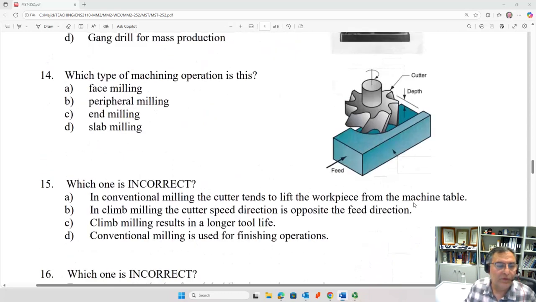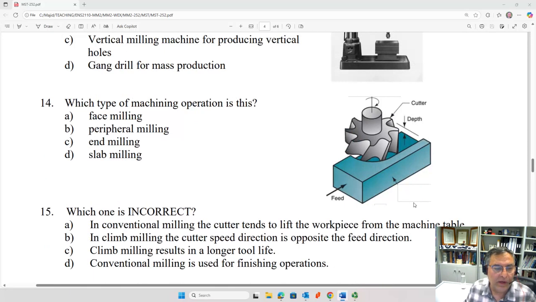Next question, question 15. Which one is incorrect? Well, in conventional milling, the cutter tends to lift the workpiece from the machine table. Of course, this is correct. B, in climb milling, the cutter speed direction is opposite the feed direction. This is not correct. This is the incorrect statement, B.